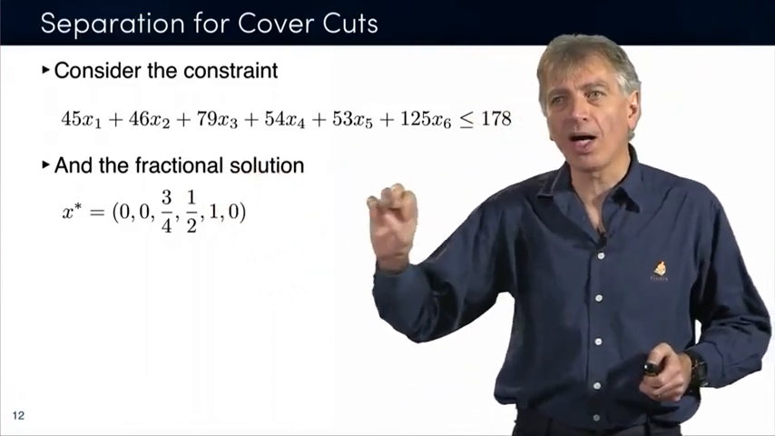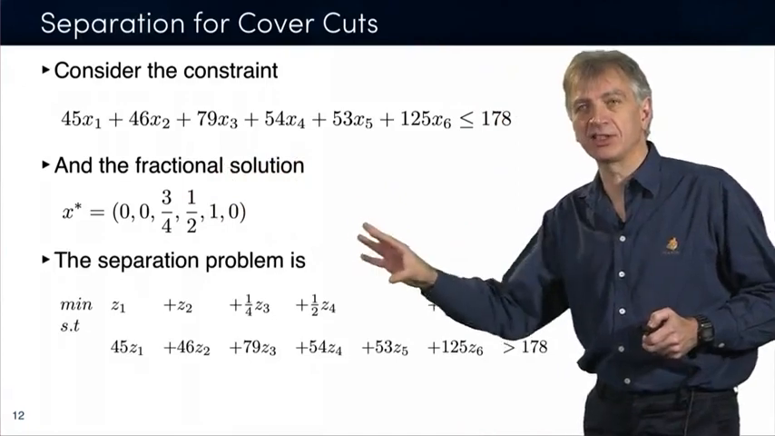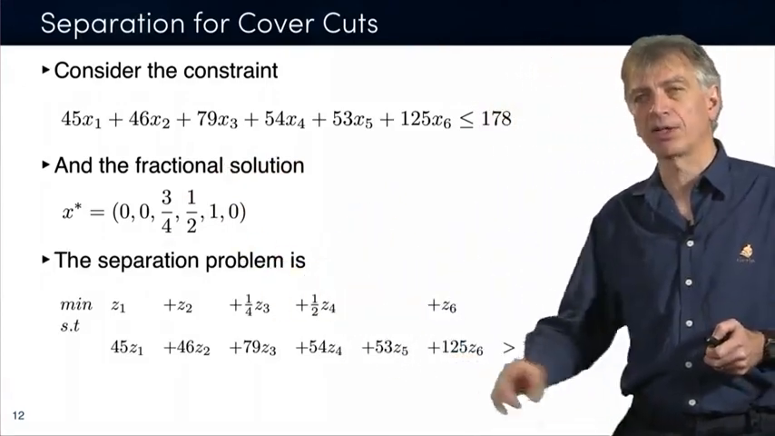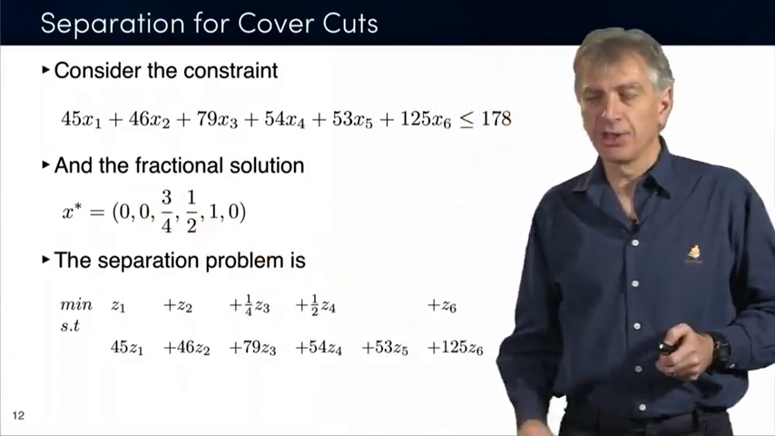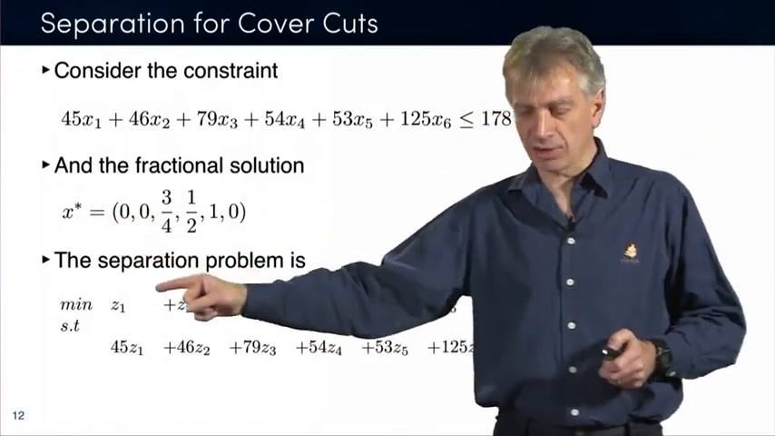So what is the MIP program that we have to solve to find a cover cut? This is the MIP program actually solving the separation problem. You minimize Z1. Why Z1? Because essentially you take 1 minus the value in the linear relaxation, which is 0. So that's why you have Z1.